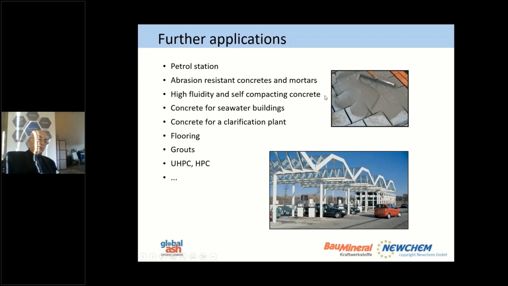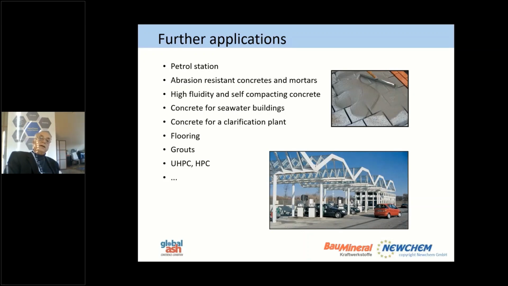As I said before, you can have a good flow and no separation, which is needed especially in self-compacting concretes. Concrete for seawater buildings, concrete for clarification plants, because also there you don't want to have the water seeping out of your plant. We use it in floorings or self-leveling compounds because it gives a very good abrasion resistance and a good strength also.